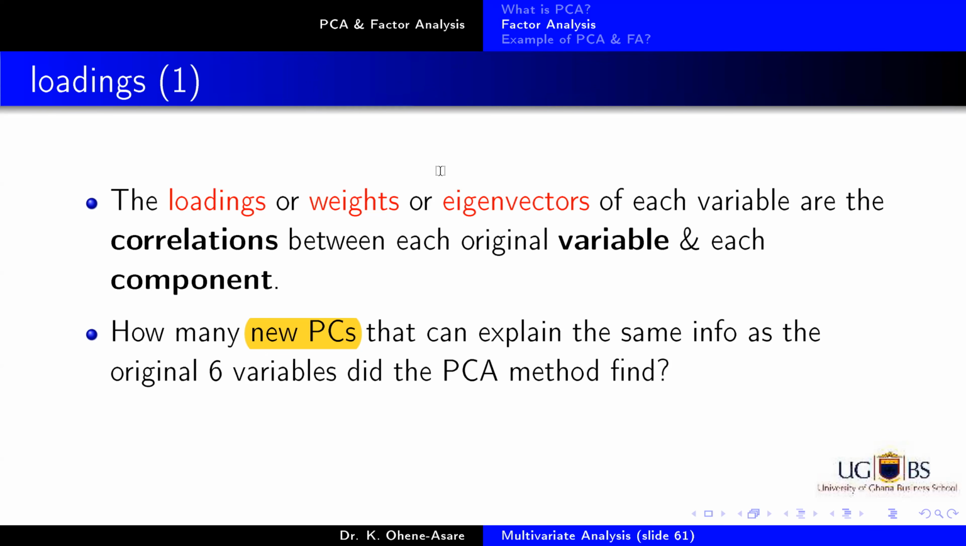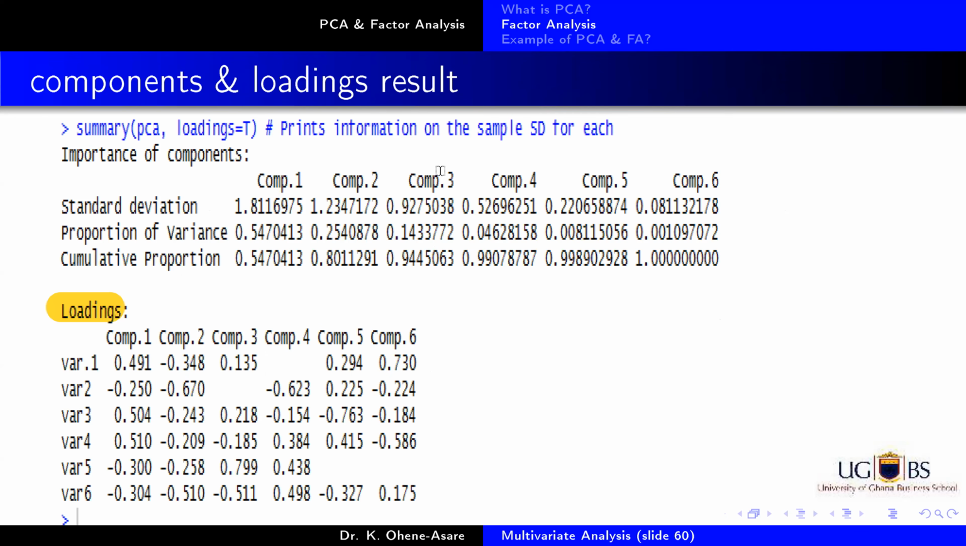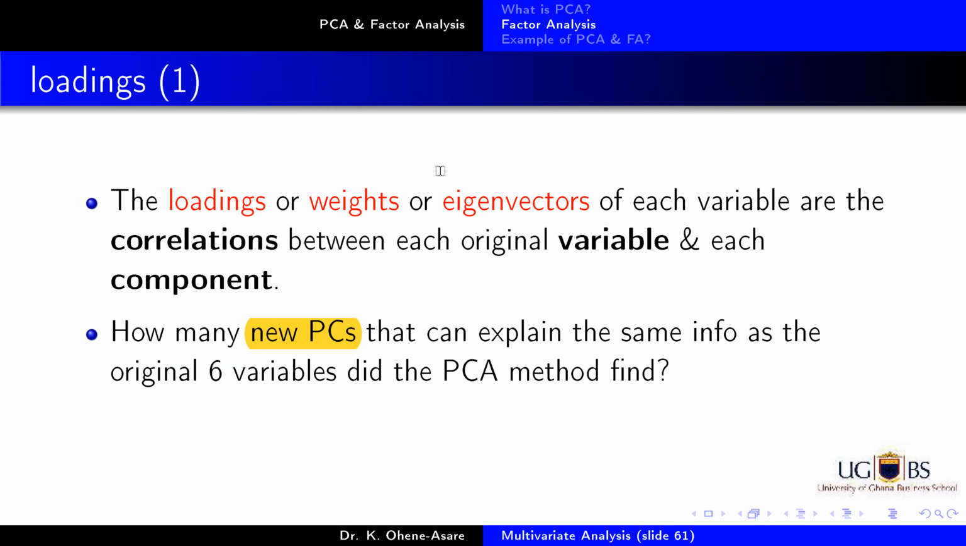How many? If you want to look at the data, this is the data. How many new principal components that explain the same information as the original? When you get to the answer, you smile. All right, let me see whether somebody has cracked it. It's 6. Exactly. It's 6.